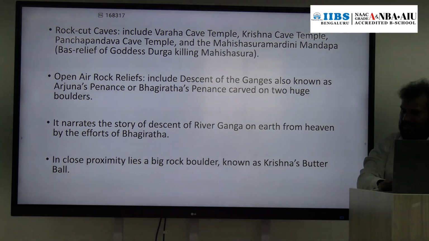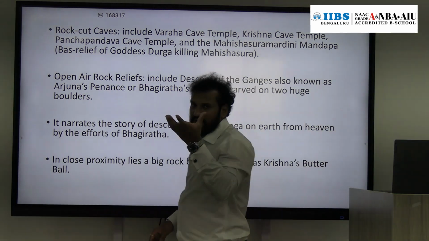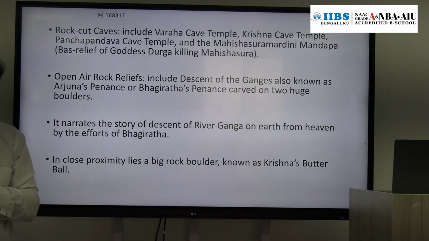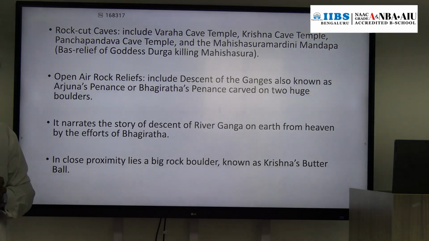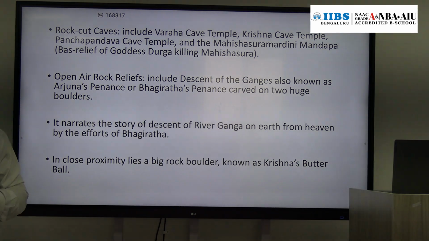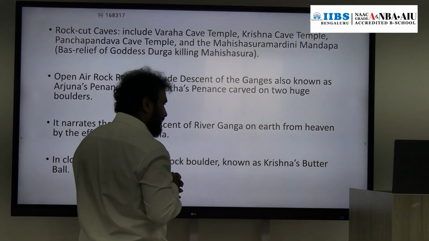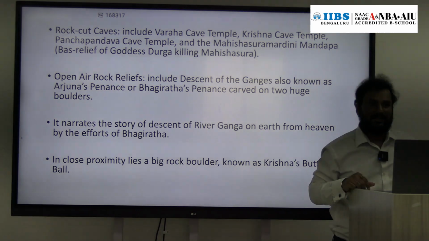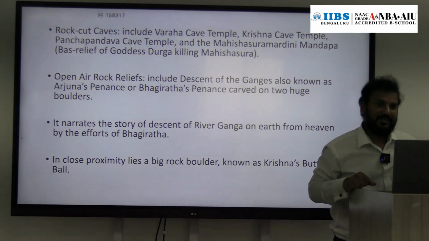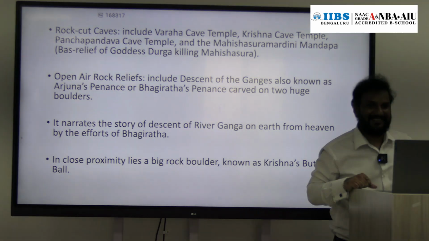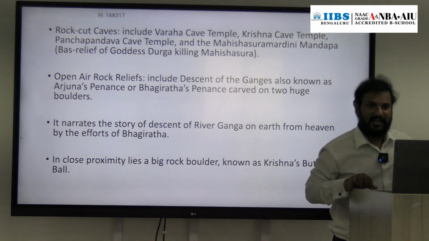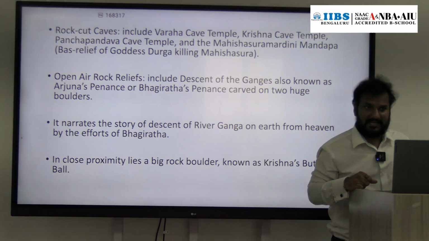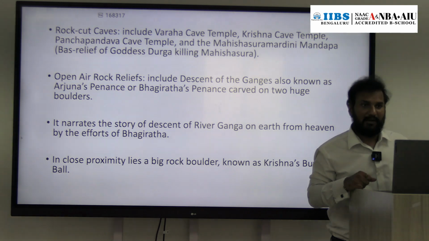Then there is one rock in Mahabalipuram, a boulder called Krishna's Butter Ball. Its uniqueness is that the rock sits on a slight edge, but it never falls. That rock is against gravity. So that is about the development of sculptures and temple architecture during the time of Narasimhavarman.